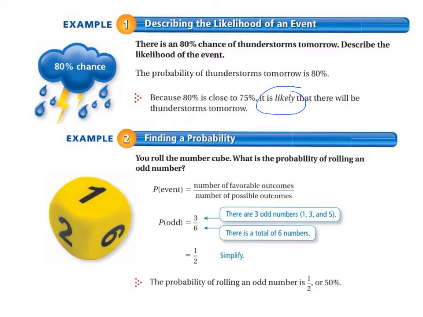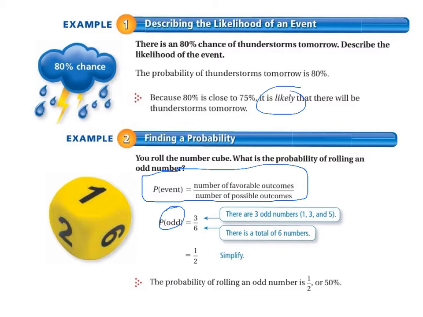Example 2, finding a probability. You roll the number cube. What is the probability of rolling an odd number? So this is where we use the ratio that we wrote. Our favorable outcome is that we're rolling something odd, so that's what we put in the parentheses. The probability of rolling an odd number is the favorable outcome, so we put that on the top of our fraction, and then we put the number of possible outcomes on the bottom of our fraction.